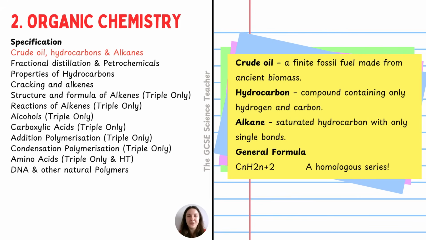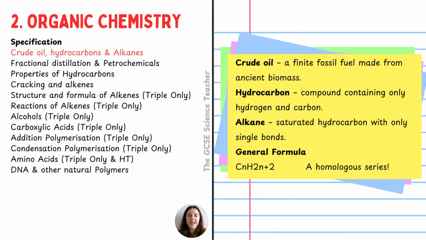Let's talk about crude oil. It's a finite resource, meaning it will eventually run out, and it's made from ancient biomass, specifically plankton that has accumulated for millions of years. But essentially, once we've used it all, it will be gone. So it is finite.